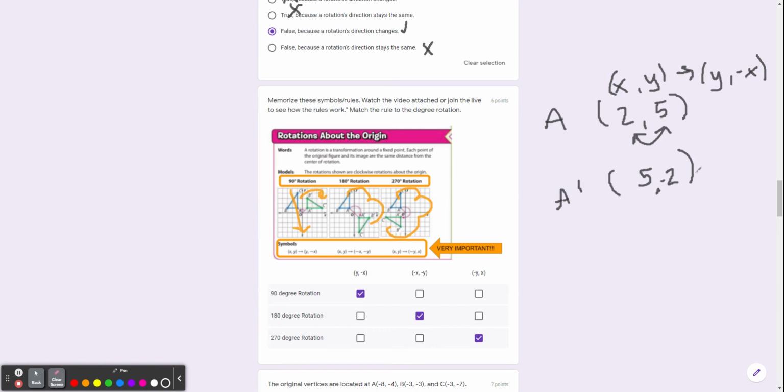So let's try another one. Let's pretend that now I'm going to do a 180 turn. Let's do a 180. So write this down. We're going to say B is at, I'm just making stuff up, (-5, 3). So this is where my original B is at. This is my (x, y). And I want to do a 180 change. So a 180 says I'm going to have an opposite x and an opposite y.